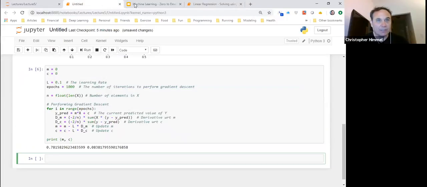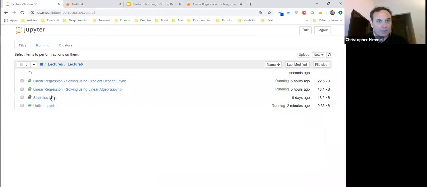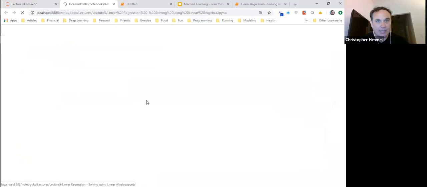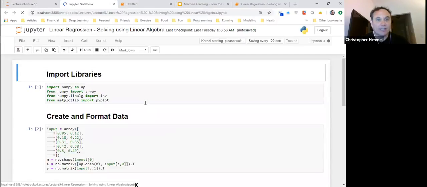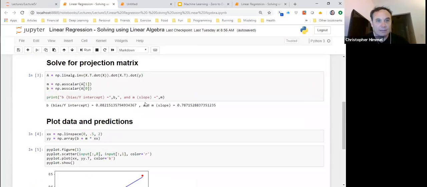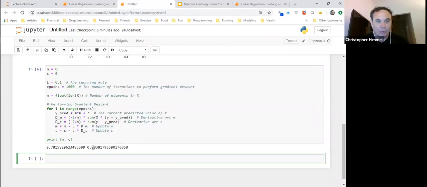I already closed it, but I can open it again. Let's see how close that is to what we got. So 0.781 and 0.083. Okay, so it's okay. It's not as close to my actual one.